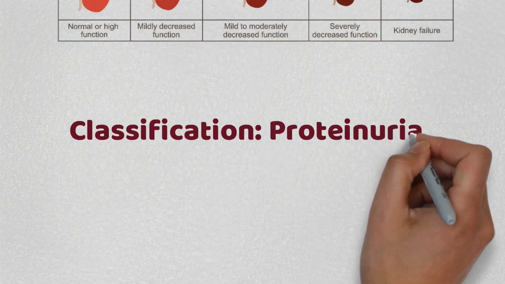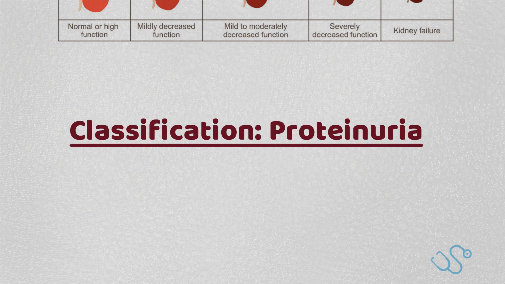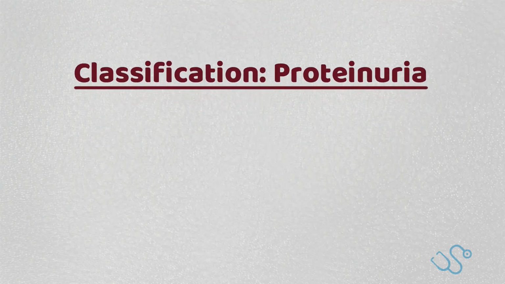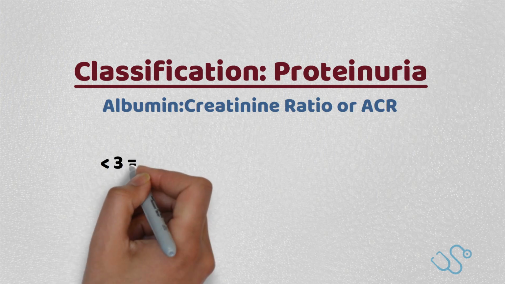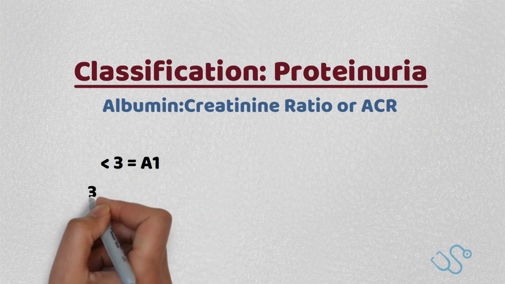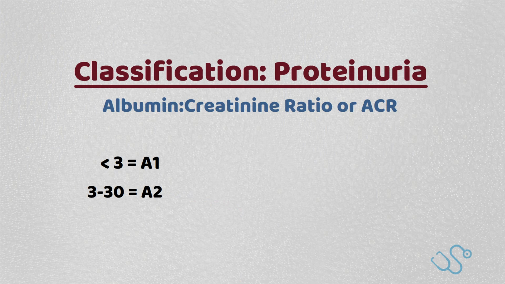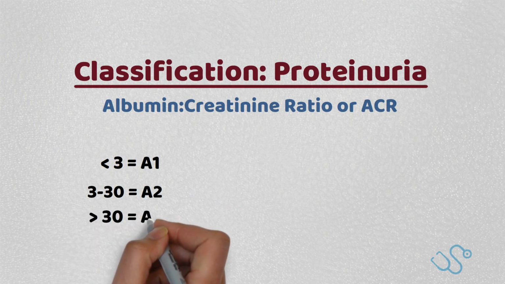Proteinuria helps quantify and classify the severity of CKD. Nowadays, proteinuria is assessed by the albumin-creatinine ratio, or the ACR, and this can be taken as a snapshot, usually as a first pass urine in the morning. Anything less than 3 is considered A1, anything between 3 and 30 is A2, and anything above 30 is A3.